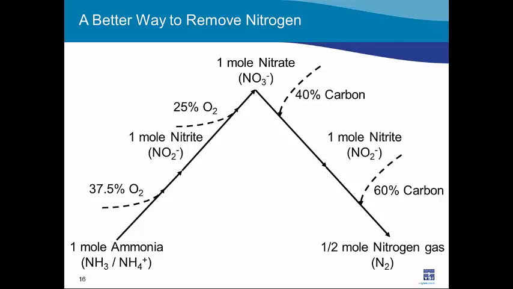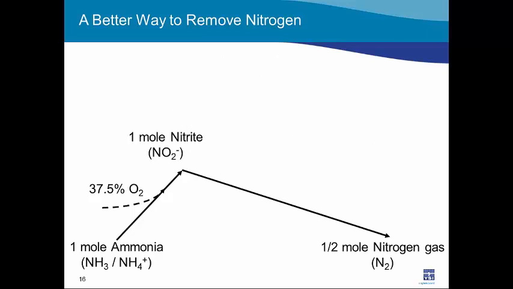So far what I've talked about is the traditional method of nitrification, denitrification. I want to talk to you now about a better way to remove nitrogen. So if we return to this chart where we show ammonia oxidation to nitrate and nitrate denitrification to nitrogen gas, it requires a whole lot of oxygen and a whole lot of carbon to work.